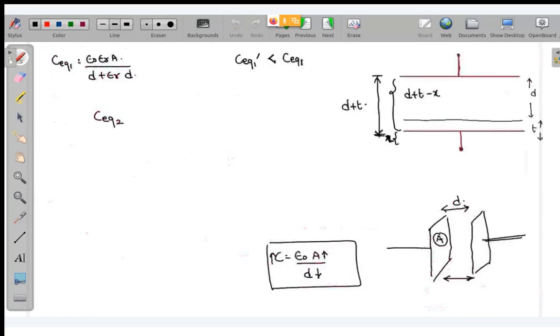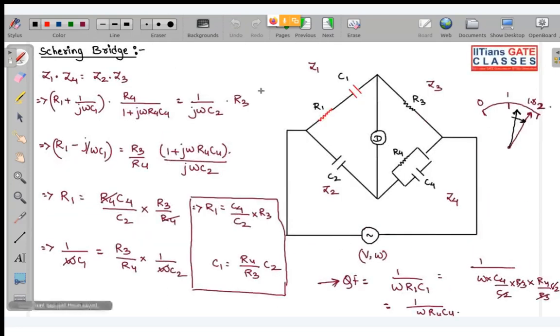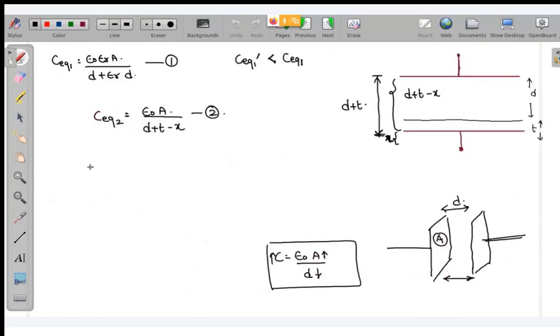So when that happens, we write C equivalent is equal to epsilon naught A divided by D plus T minus X. Now at this particular time, equation 1 and equation 2 are same, because your meter is indicating the same value. That means the capacitance values are now same. So equate these two. What we get? Epsilon naught epsilon r A divided by D plus epsilon r D is equal to epsilon naught A divided by D plus T minus X.